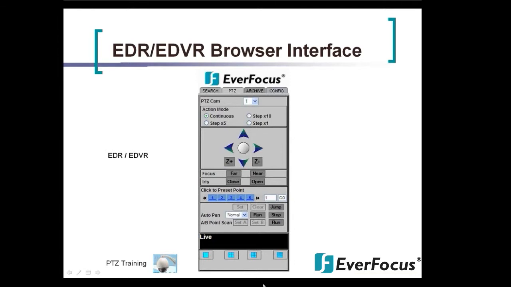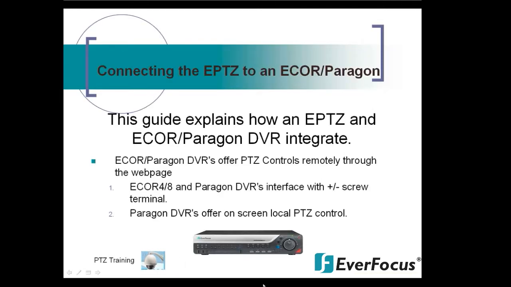Okay, next we're going to go through connecting an EPTZ to an eCore or a Paragon DVR. The eCore and Paragon DVRs also offer PTZ controls remotely through the web page. Along with that, the eCore 4 and 8 channel and the Paragon DVRs are interfaced with a positive and negative screw terminal, so they do not use the RS-485. Also, a side note: the Paragon DVRs do offer on-screen local PTZ control. So with the Paragon units, you no longer have to purchase an EKB to control it on site if the DVR is not connected to the network.